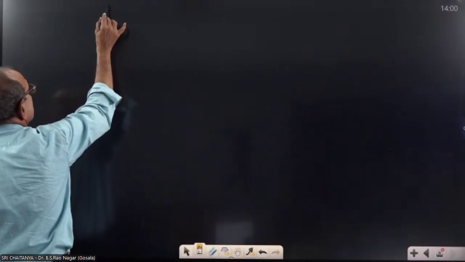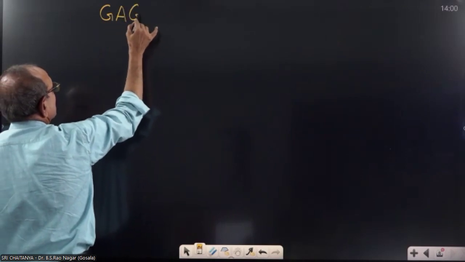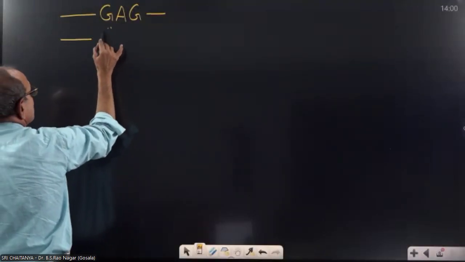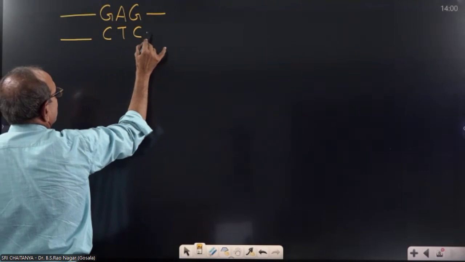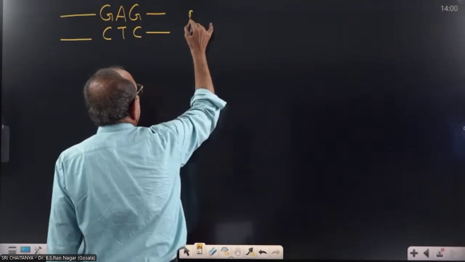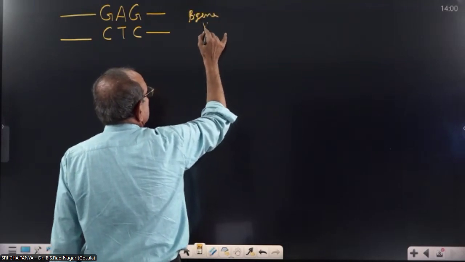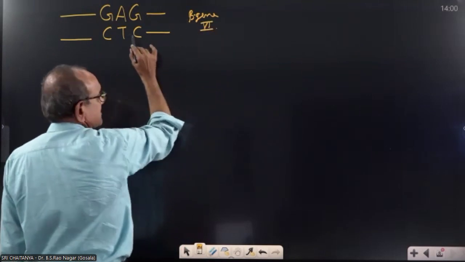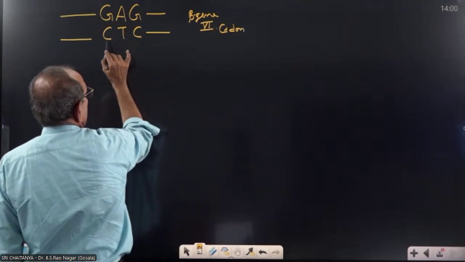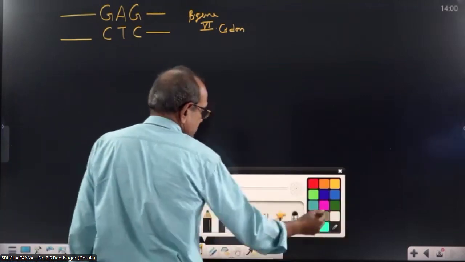This is the beta chain gene at the 6th position. This is a normal gene. The complementary strand is CTC. This is the beta gene at the 6th position, or 6th codon. GAG, complementary CTC, is important.